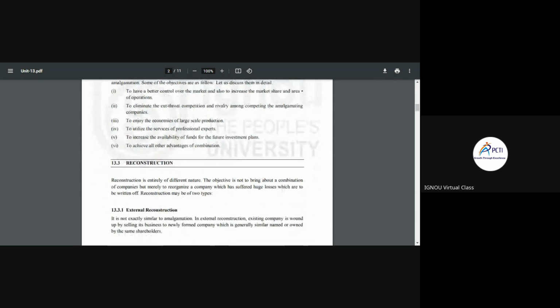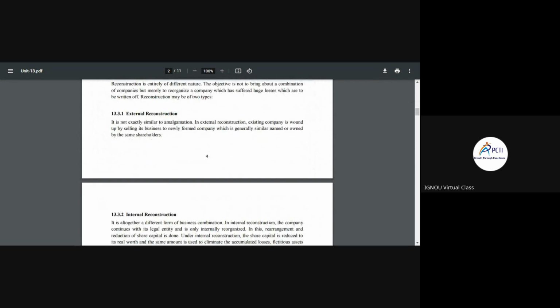Next one is reconstruction. Basically, reconstruction is entirely of a different nature. The objective is not to bring about a combination of companies, but merely to reorganize a company which has suffered huge losses, which are to be written off. Reconstruction may be of two types. External reconstruction may be similar to amalgamation. In external reconstruction, the existing company is wound up by selling its business to a newly formed company which is generally similarly named or owned by the same shareholders.